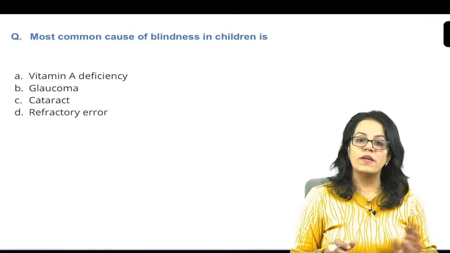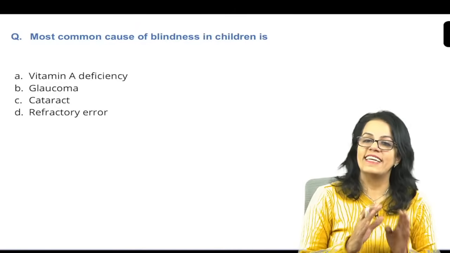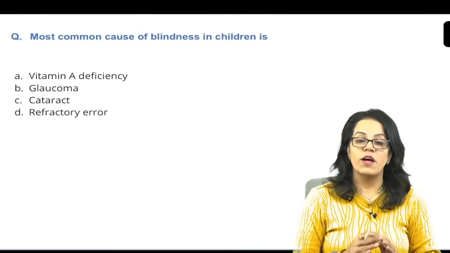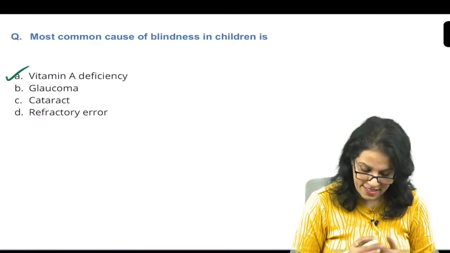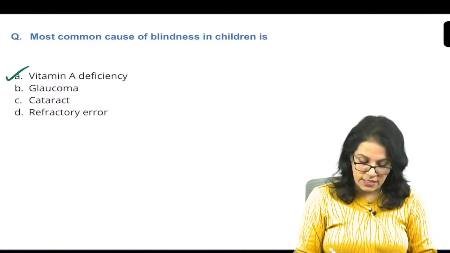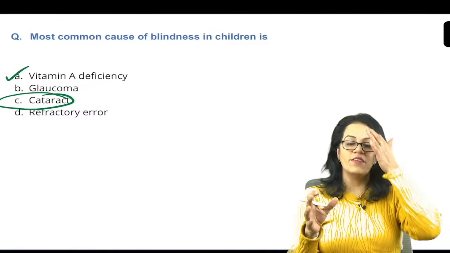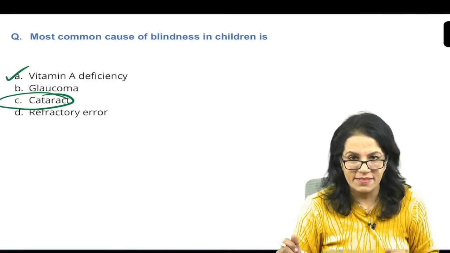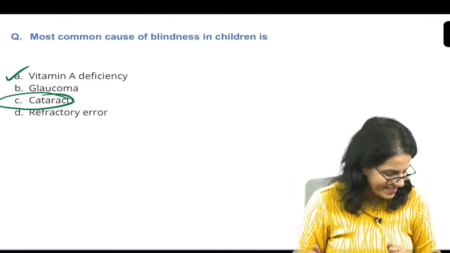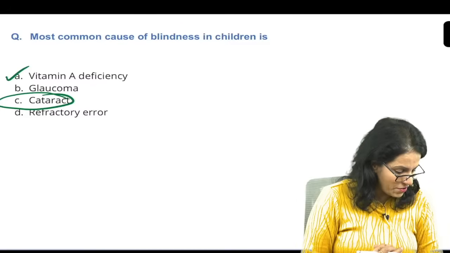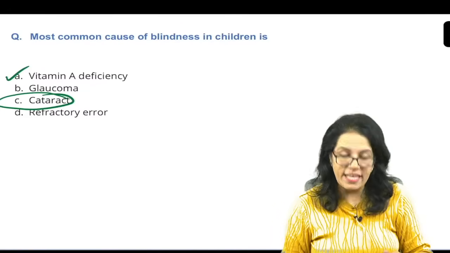So this was what you were asking, most common cause of blindness in children. I think again it has been dealt with in the class by me. What do you answer for most common cause of blindness in children? Vitamin A deficiency. Otherwise, if overall they ask you, it is always the most common cause of blindness in India, in the world, we will always answer cataract. Okay? No confusion here. One of you was asking me about this question. We can move to the next one.